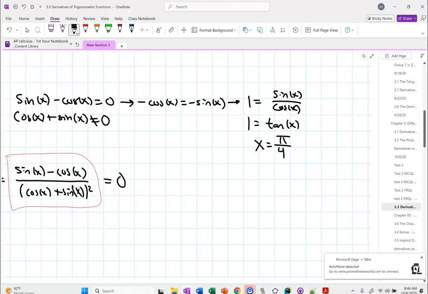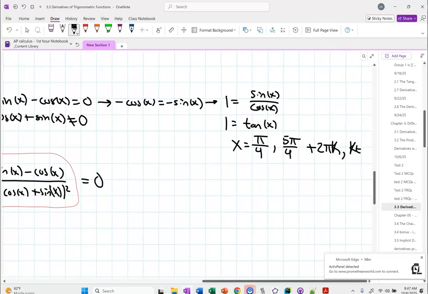Pi over 4, and 5 pi over 4. Third quadrant and first quadrant, where both the signs of sine and cosine are the same. And then we should say, plus 2 pi k for k any integer. Right, because you go around the unit circle another time, pi over 4, you do a full circle around, and then there's another answer, and another answer, another answer.